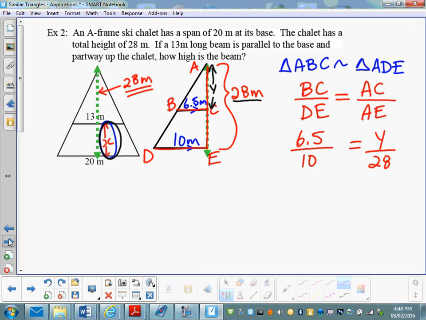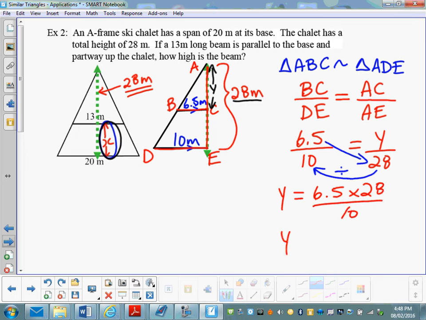And whenever we do these questions, there's three things that we know. And if we cross multiply and divide those three things, then we can find the other value. So this is going to be 6.5 times 28 divided by 10. And when I do that, I get Y is equal to 18.2 meters. So that means then that X is equal to 28 minus the 18.2 meters. So X is equal to 9.8 meters.